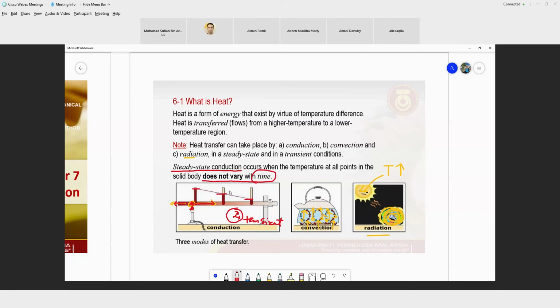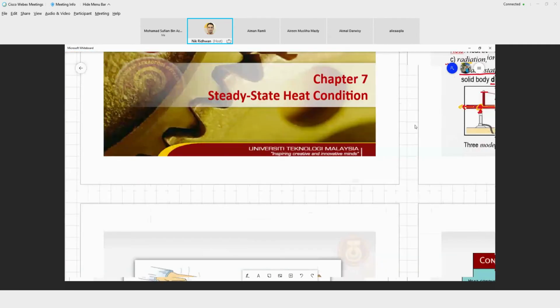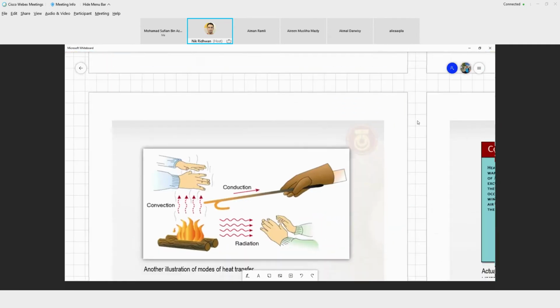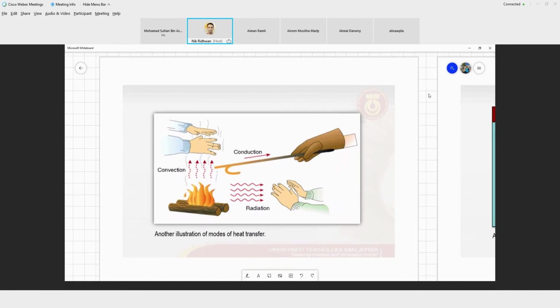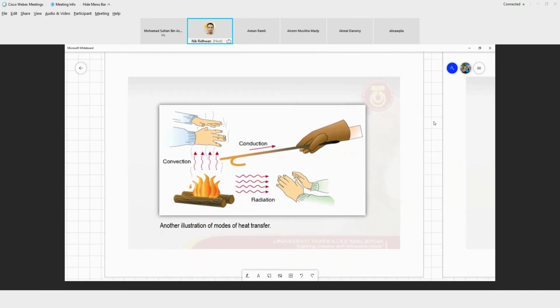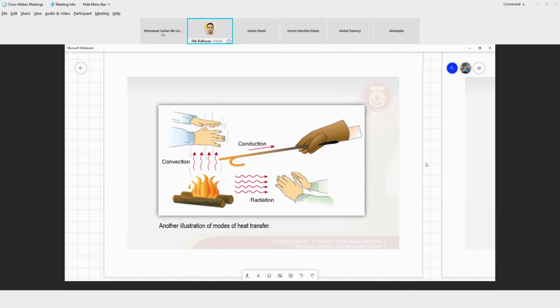So in our case, we don't consider the transient part. We just concentrate on this steady state conduction process in the heat transfer problem. Then we try to solve this by using the finite elements approach. This is just another figure to show you the three different processes in heat transfer.